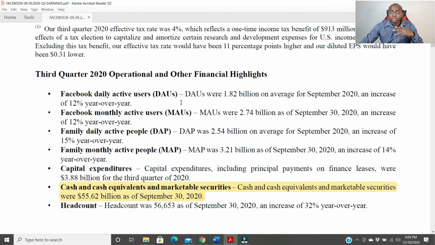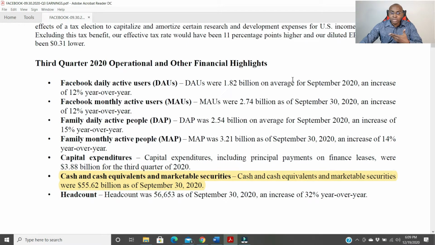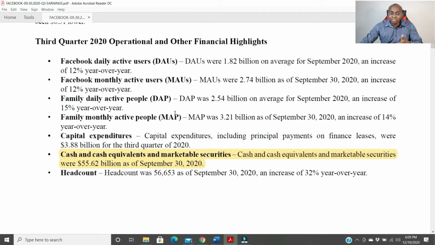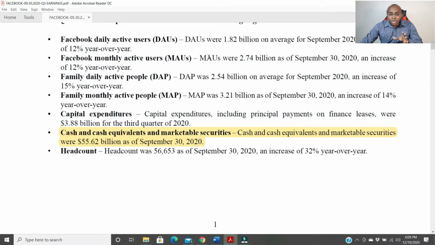So right here, Facebook is explaining their activity levels, the activity in terms of users. They're looking at the daily active users, which has risen 12% year over year. They're also looking at the monthly active users. But I don't want to look at the activity, let's look at the finance. They are saying that as at September 30, 2020, their cash and cash equivalents and marketable securities is 55.6 billion. That's not too bad, right?